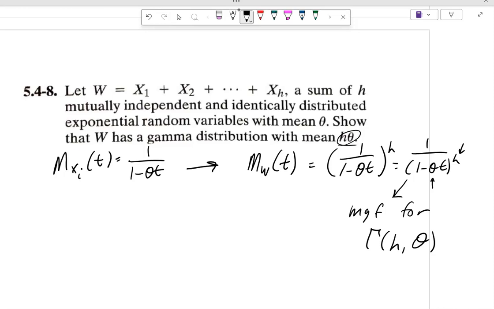The idea here is that, again, a sum of independent exponentials is a gamma. Independent and identically distributed exponentials is a gamma.